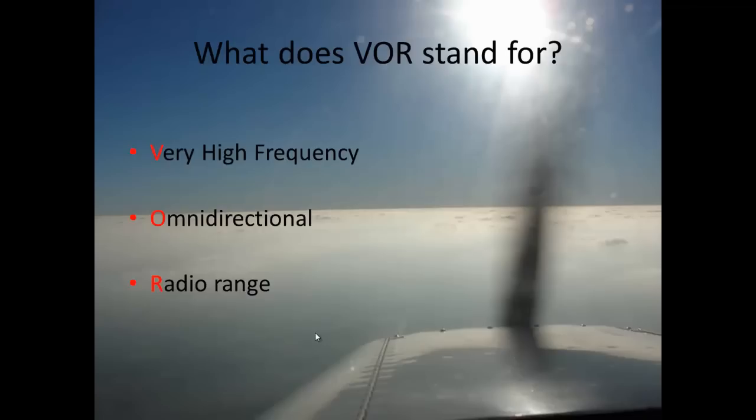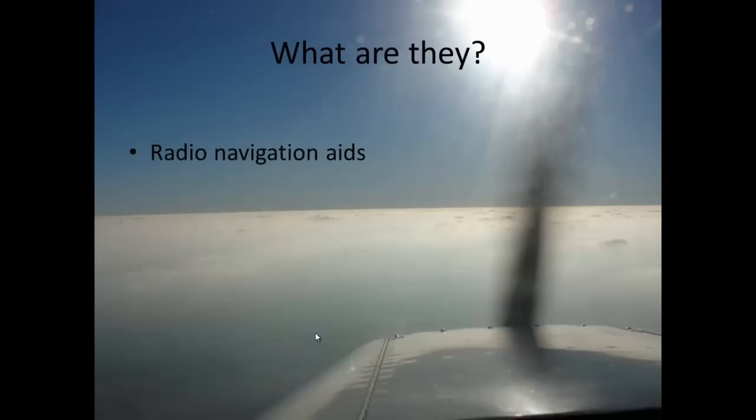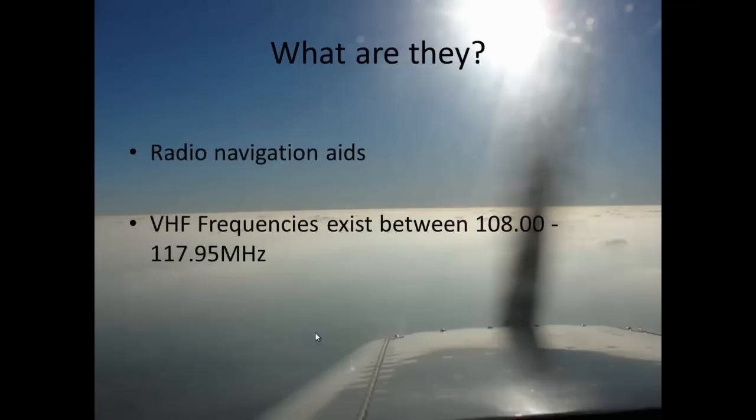So let's get on with it. VOR, like everything in aviation, VOR is an acronym, and it stands for Very High Frequency Omnidirectional Radio Range. They are radio navigation aids, and their frequencies exist between 108 and 117.905 megahertz.